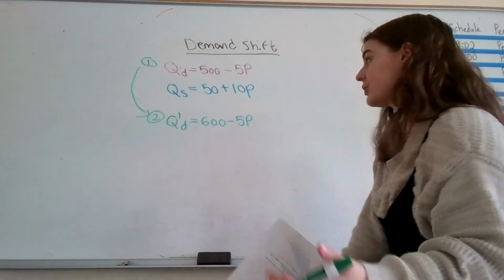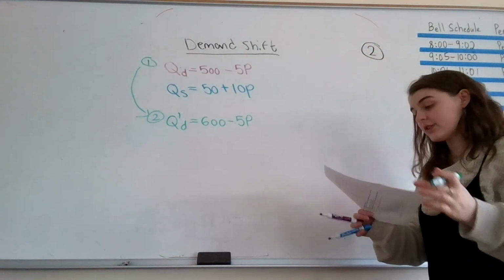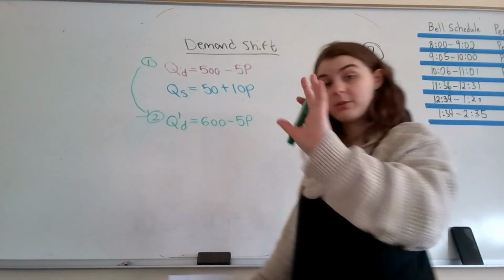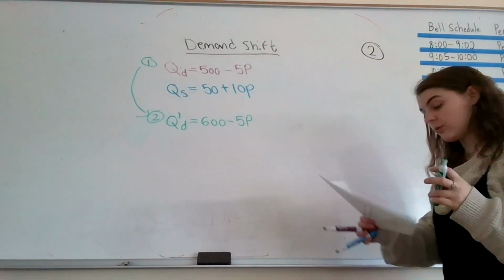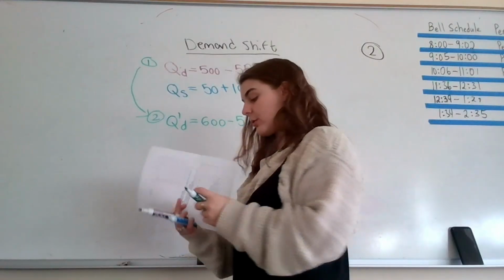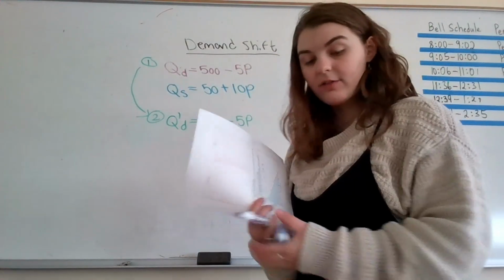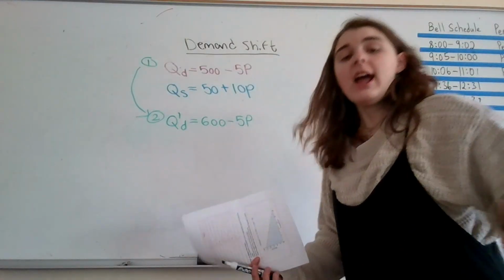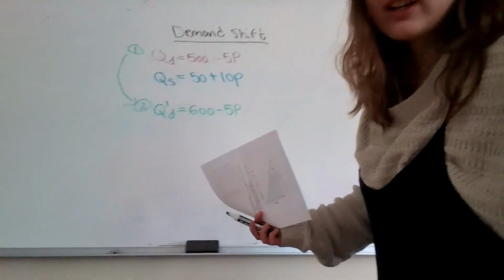More people want to consume it. So what we need to do first is find our equilibrium. We need to find first where these two things are meeting, and then we look at our equilibrium shift. So the first thing we're going to do is find equilibrium. Remember, we have to set two equations equal to each other, and then we can solve the rest out.